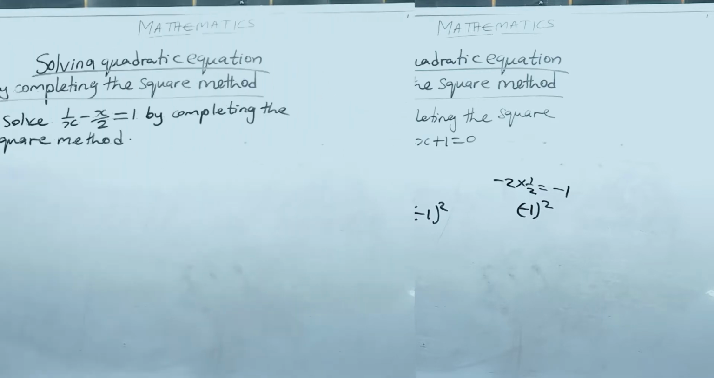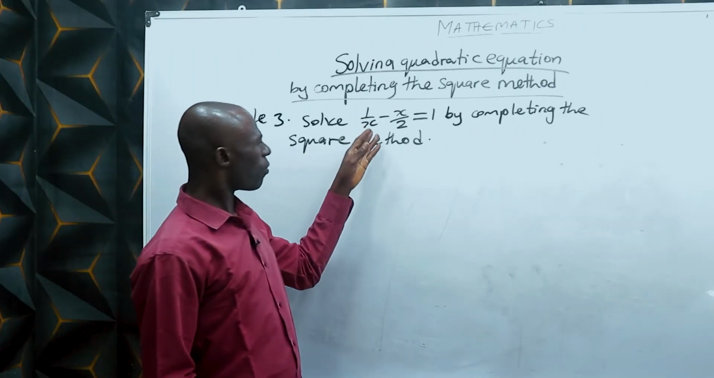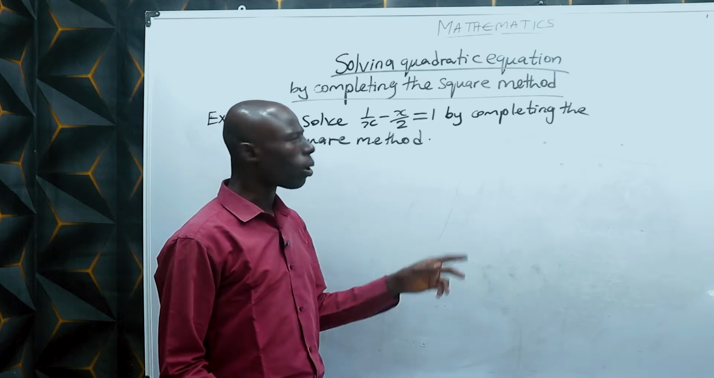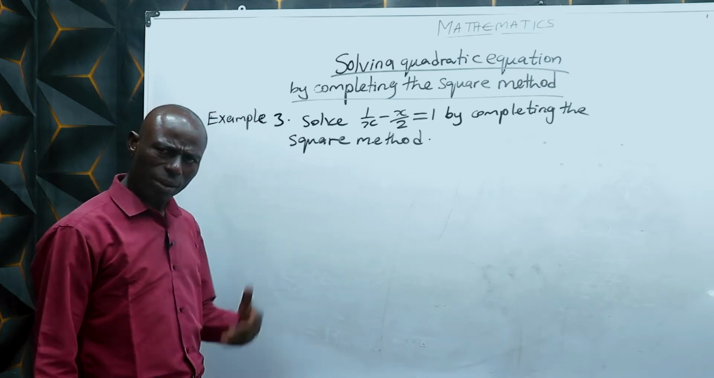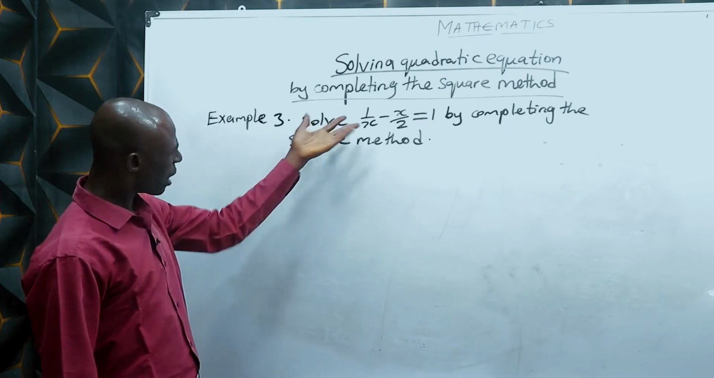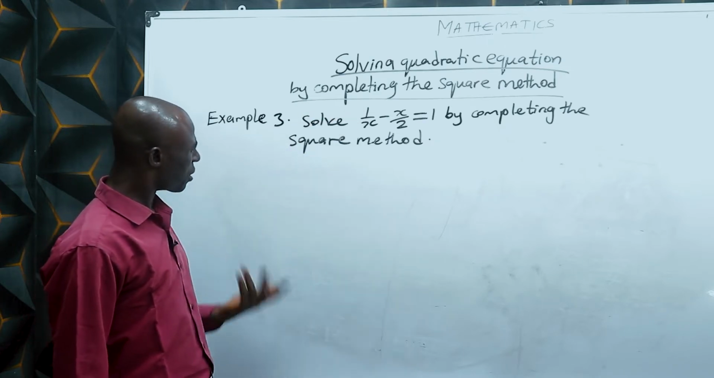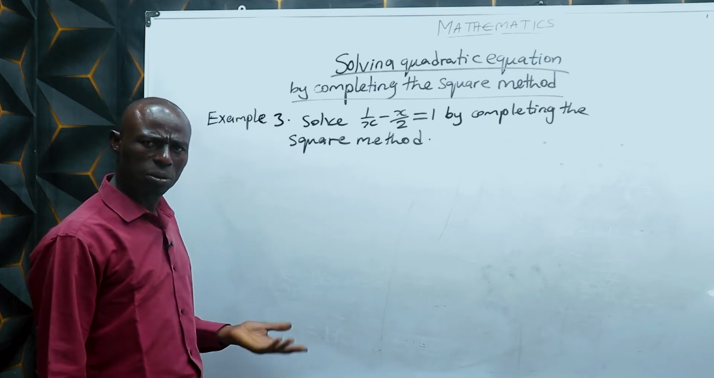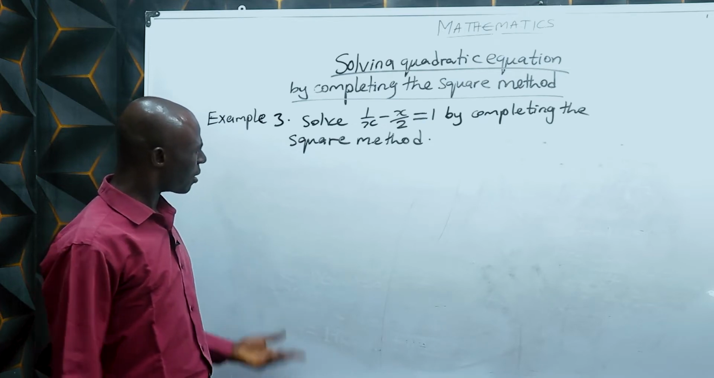Let's go to example 3. Solve 1 over x minus x over 2 equals 1 by completing the square method. By the time you see a question like this, you say, is this a wrong question? Is this a quadratic equation? How is this a quadratic equation? It's not a quadratic equation. I can't see power 2, x raised to power 2. I can't see it here.